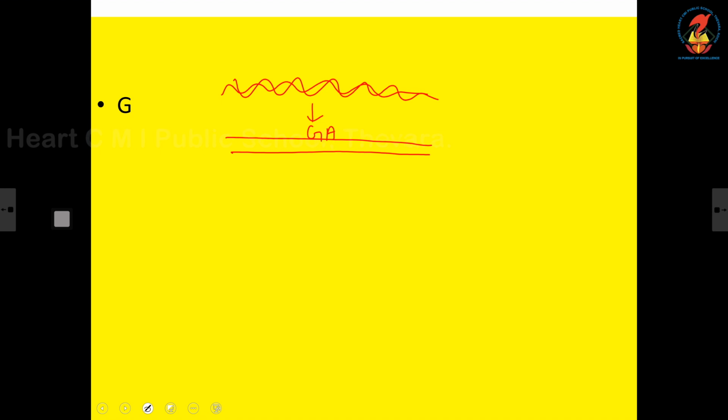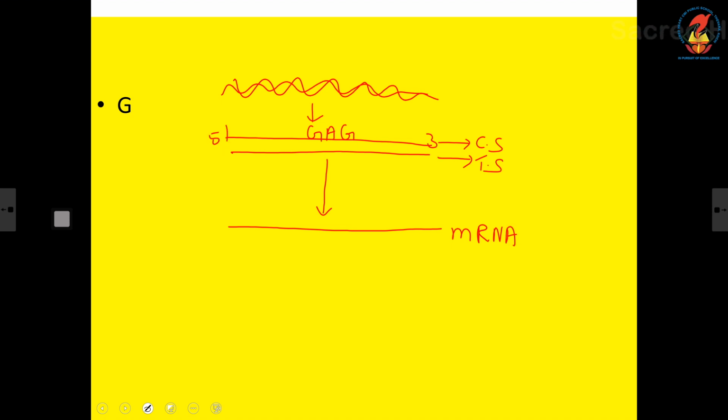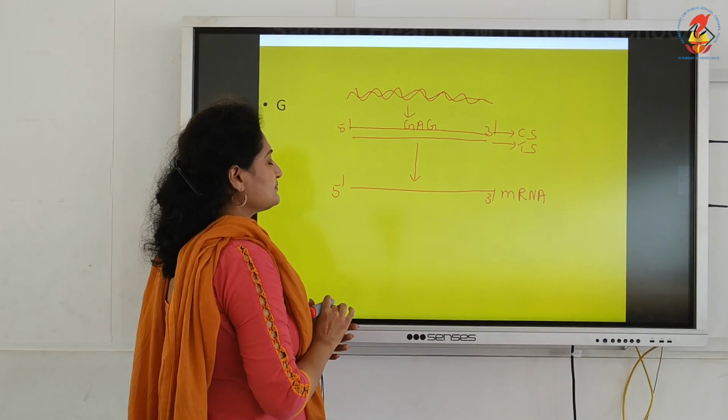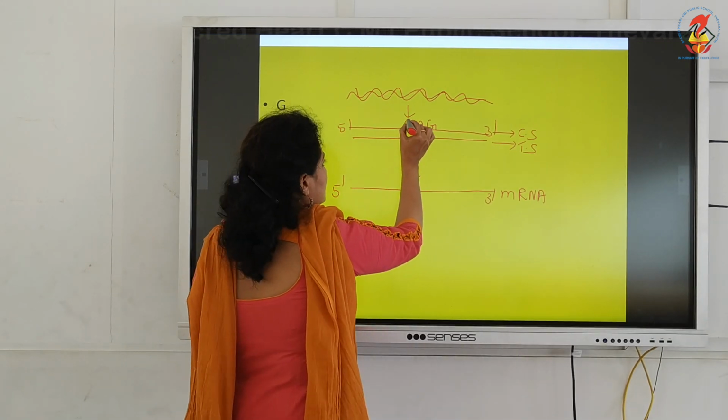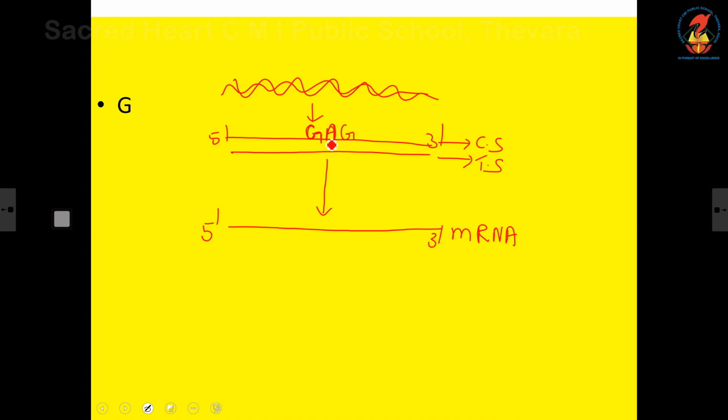It is supposed to be GAG, the normal coding strand. We know the two strands by now. We know the two strands of the DNA are coding strand and template strand, and we know the coding strand gives us the idea of the mRNA. The mRNA which is running in the 5' to 3' direction will be exact base copies of the coding strand provided that T is replaced by U.